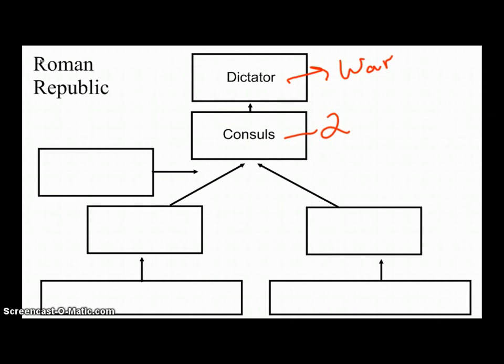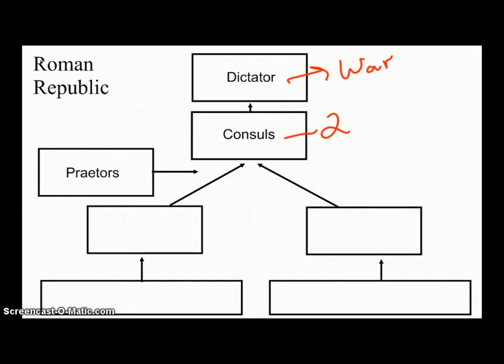Now, the next group is kind of off to the side, and these are the praetors, and these are our judges. This group of people took care of interpreting the law. They helped organize public festivals, handled the tax records, and all things like that. But they were not in the typical chain of command in the government.